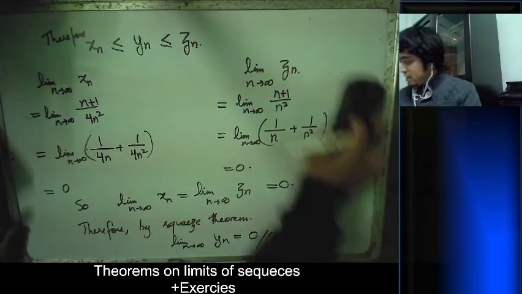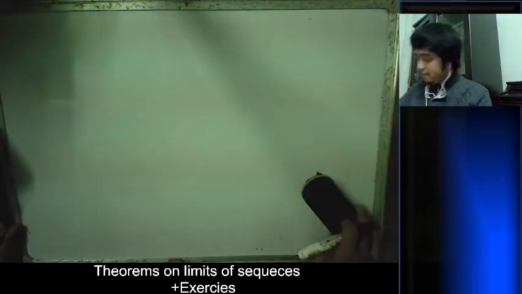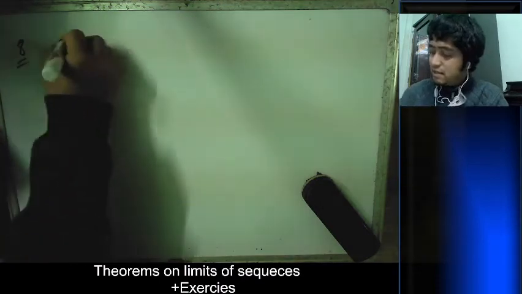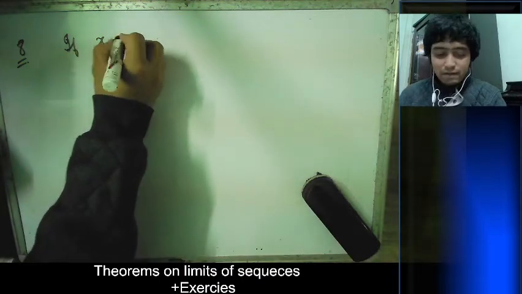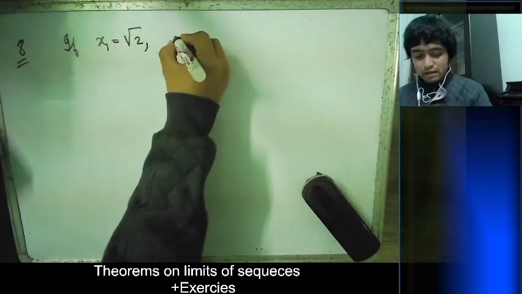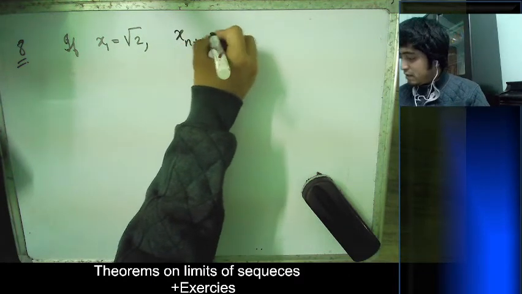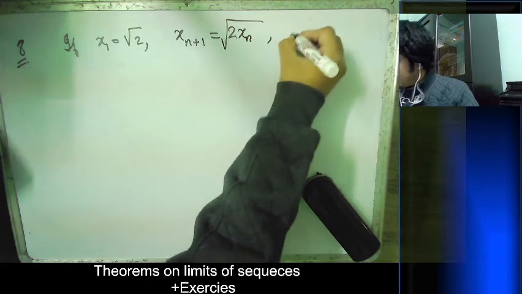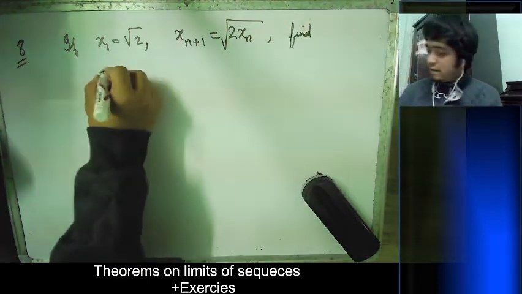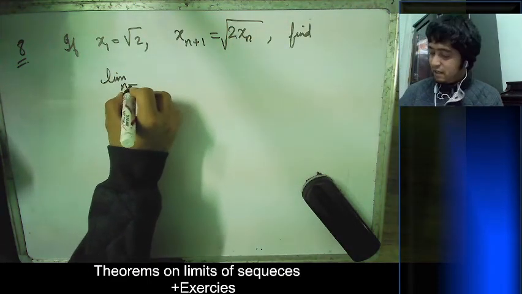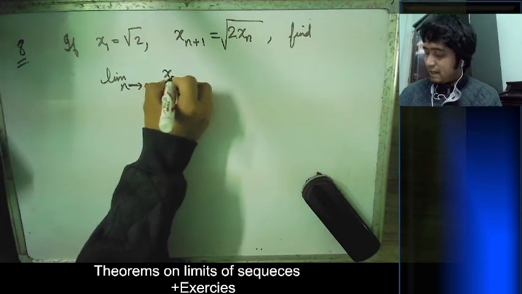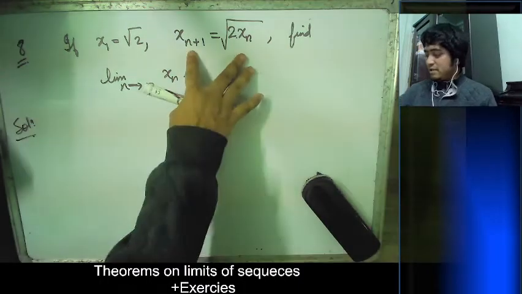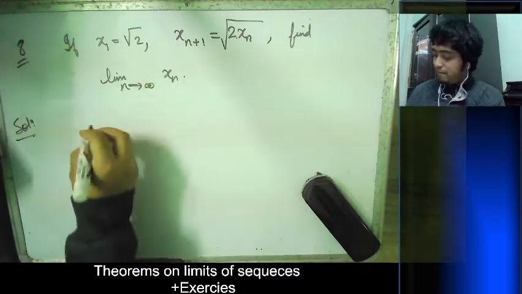Okay, another example which is a bit different from the rest. If x1 equals root 2, xn plus 1 equals root 2 xn, then find limit n tends to infinity xn. So for the solution, we just need to use this one.